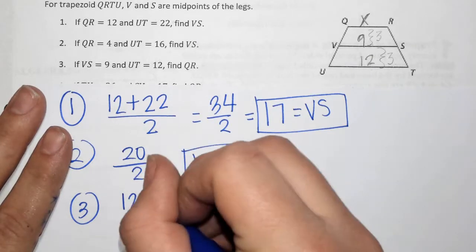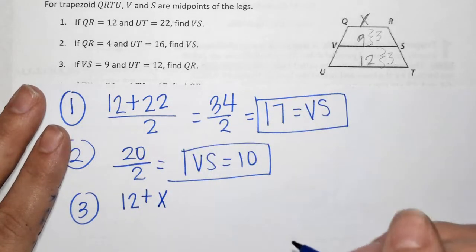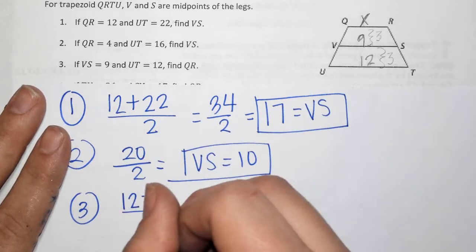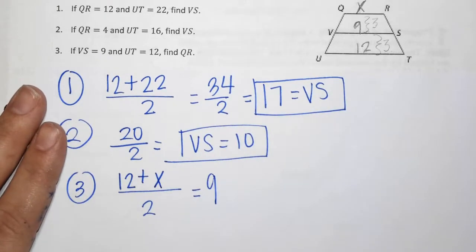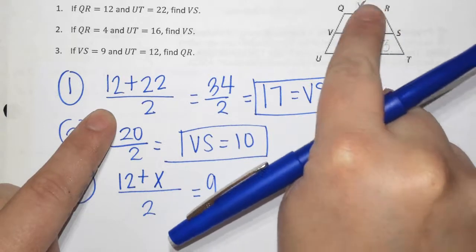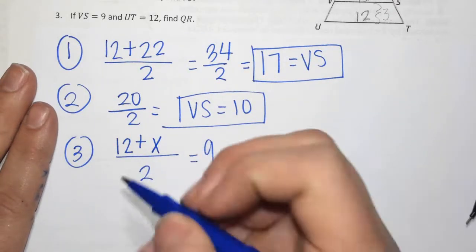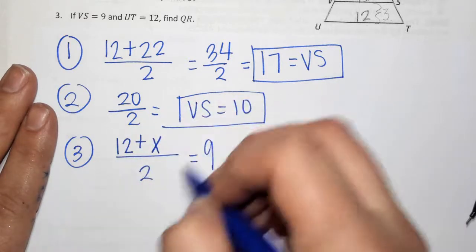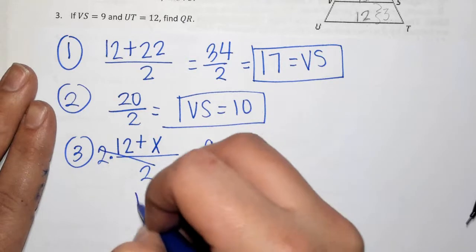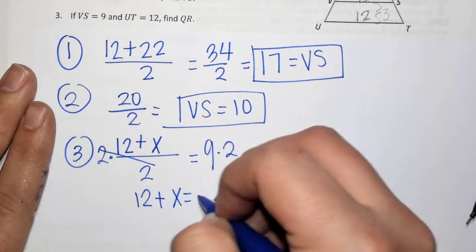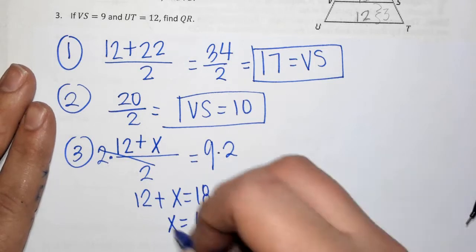12. We added the 2 bases. 12 plus X divided by 2 equals what? 9. See how I did? We did the same thing. I just added the 2 bases, divide by 2, set it equal to 9. Well, now this is just algebra. So how do we get rid of this 2? Multiply. So we get 12 plus X equals 18. Subtract your 12, so X is equal to 6.